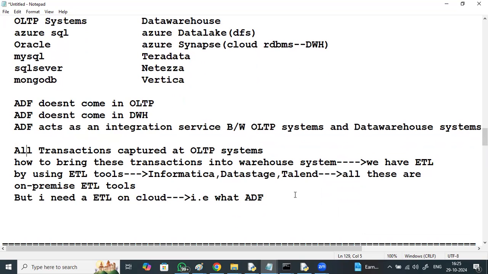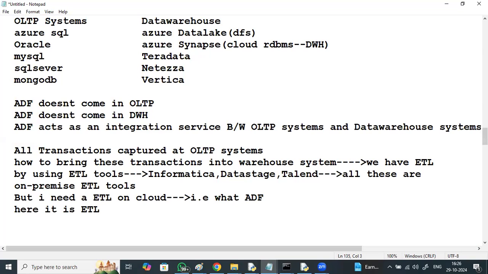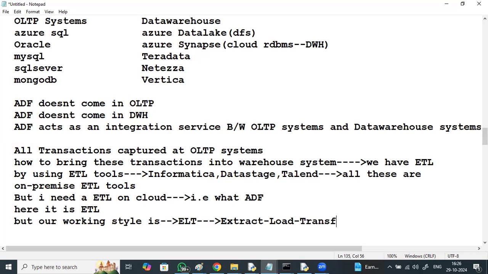Here it is ETL, but our working style is ELT: extract, load, transform.